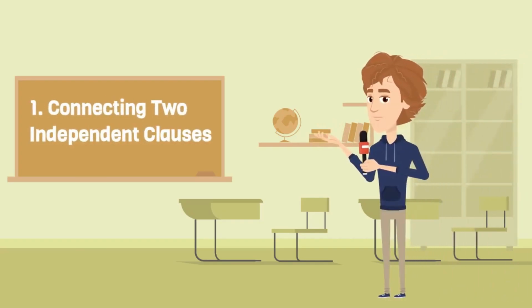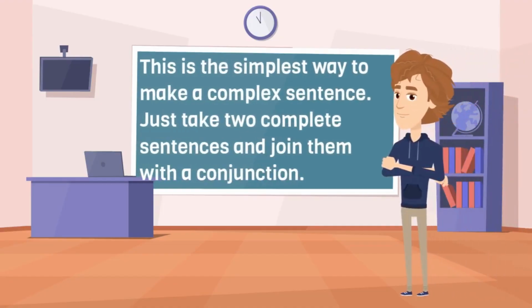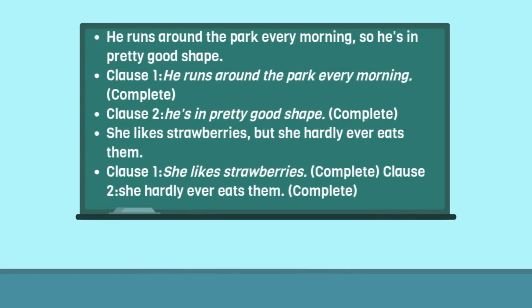1. Connecting two independent clauses. This is the simplest way to make a complex sentence. Just take two complete sentences and join them with a conjunction. He runs around the park every morning, so he's in pretty good shape. Clause 1, he runs around the park every morning. Complete. Clause 2, he's in pretty good shape.